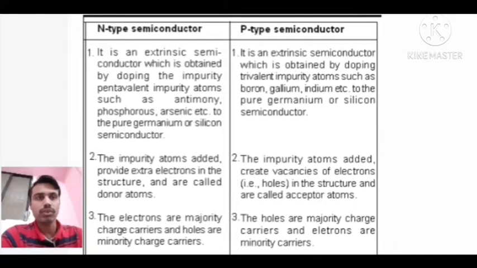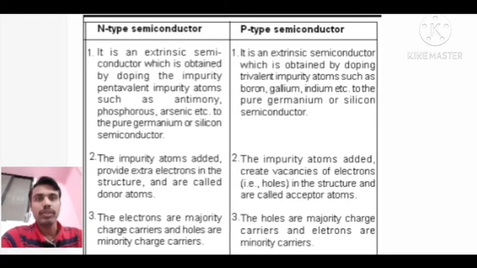The same thing happens with the p-type semiconductor also. In case of a p-type semiconductor, trivalent impurity atoms are added to the intrinsic semiconductor. Examples of trivalent impurity atoms are boron, gallium and indium. These are group 3 elements in our periodic table, having 3 electrons in their outermost shell.